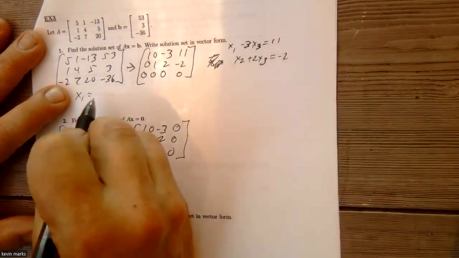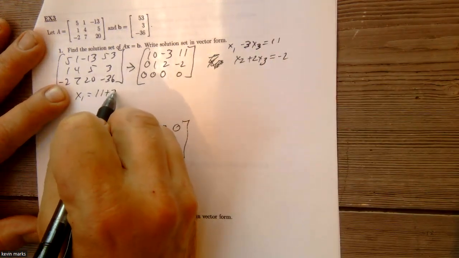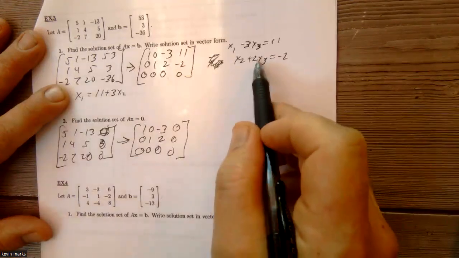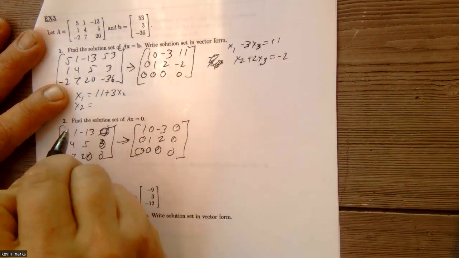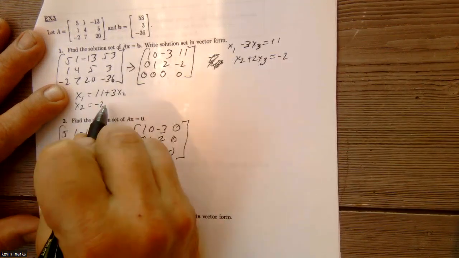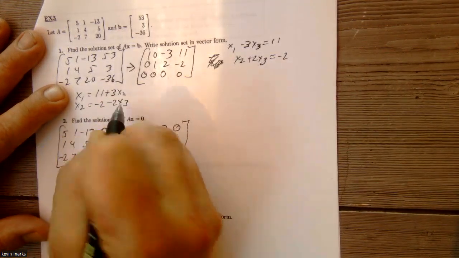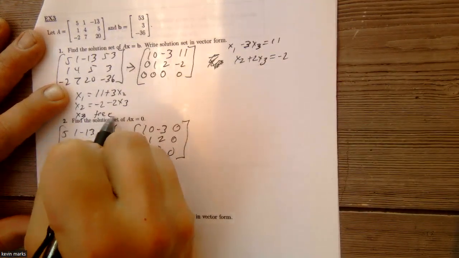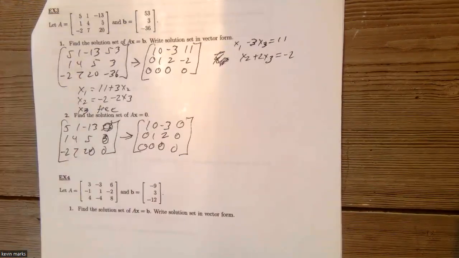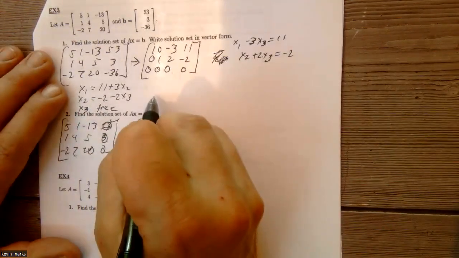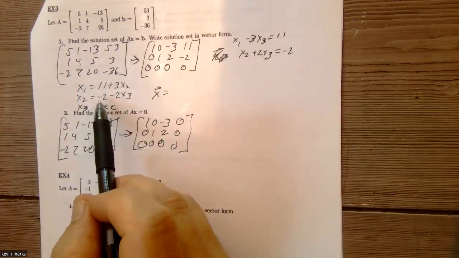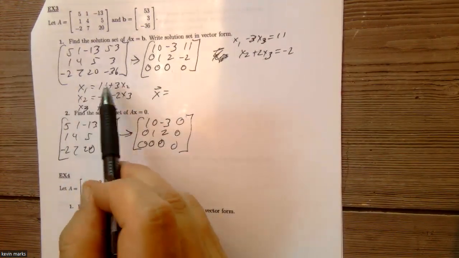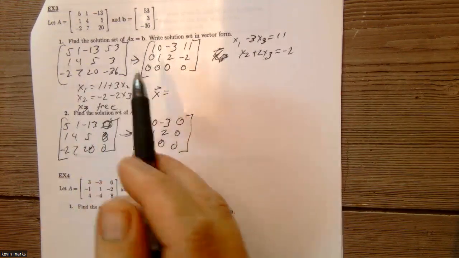Another way to write that is to think of x1 by itself. I can move that over. So it's like 11 plus 3x3, right? Same thing here. You can move the x3 part over. So then x2 by itself would be the constant -2 minus 2x3. And then the whole point here is x3 is free. But we can actually write this as a vector x. Now, I know this is weird looking because x1 has two pieces to it. It has a constant and the variable part.